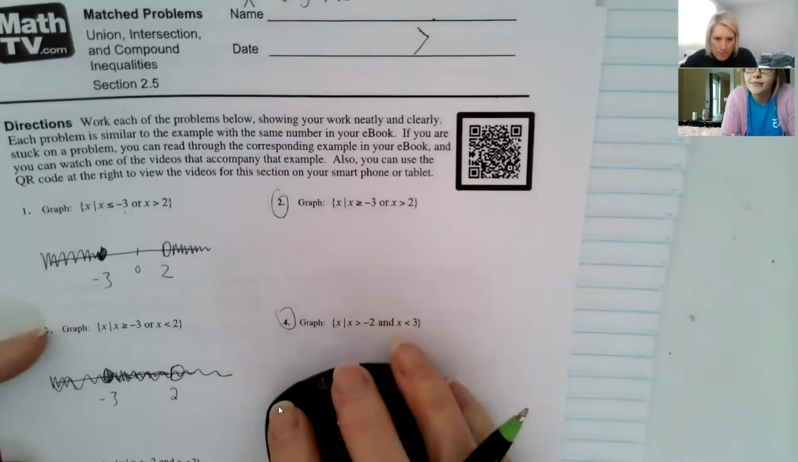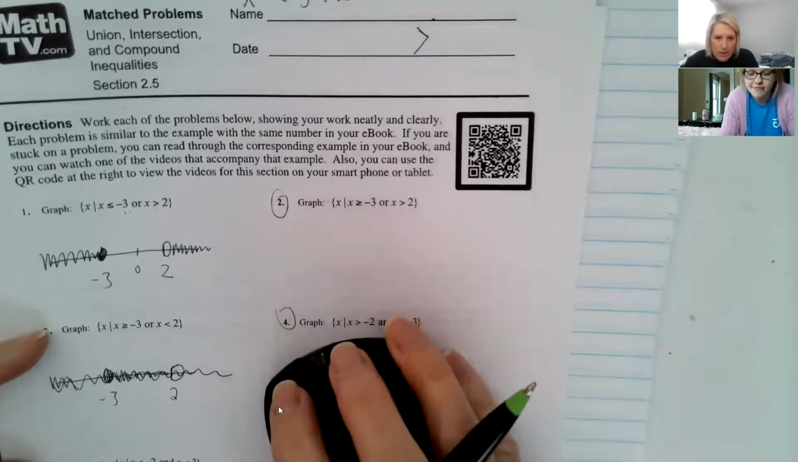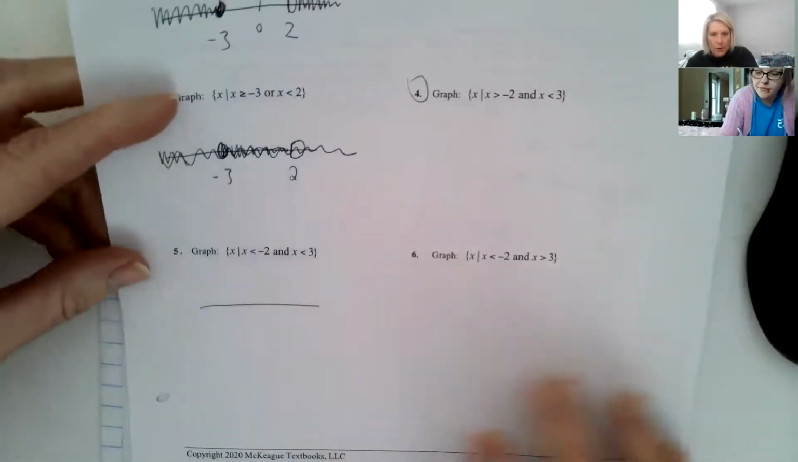Hold on, I gotta go to my settings again. You can see on number 2 that it's greater than -3 or it's greater than 2, right? So if you shade them in different colors, you'll see that there's some overlapping. Yes, yes, you're right. So Sammy's working on sharing her screen here, or turning on her camera.